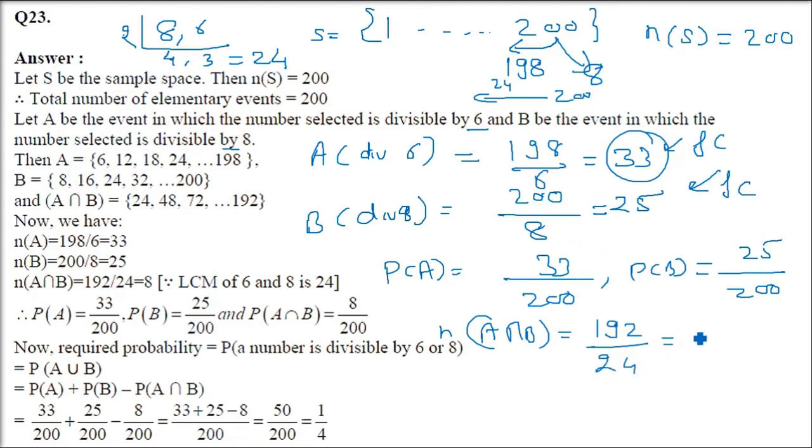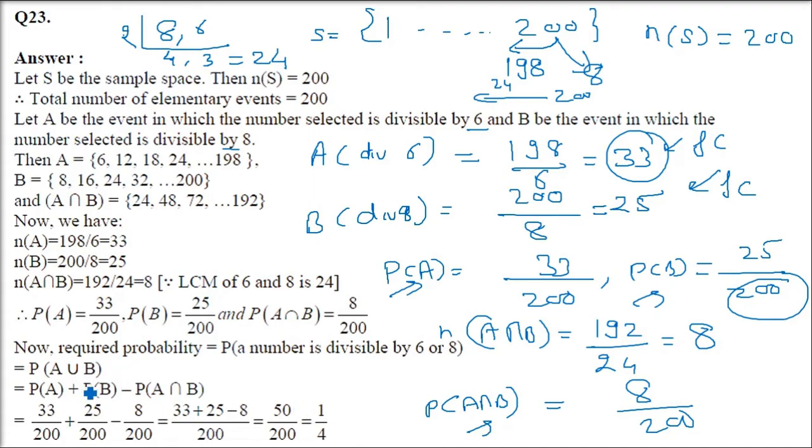192 divided by 24, only 8 numbers are there. Now these favorable cases are 8, total number of cases of course 200. So now you have all the three, P(A), P(B) and P(A intersection B). Now you can find out P(A union B). Add 2 of these and subtract the third one. So you'll get 1 by 4. 1 by 4 is the answer here. Okay.